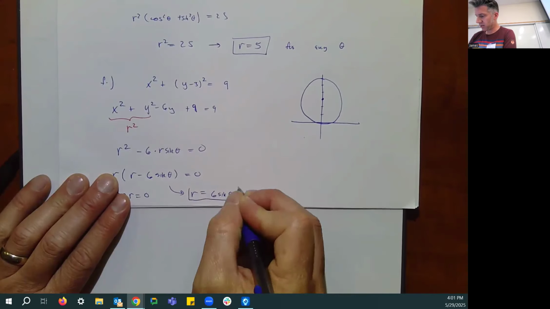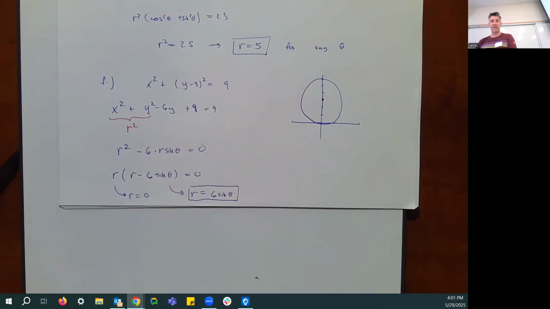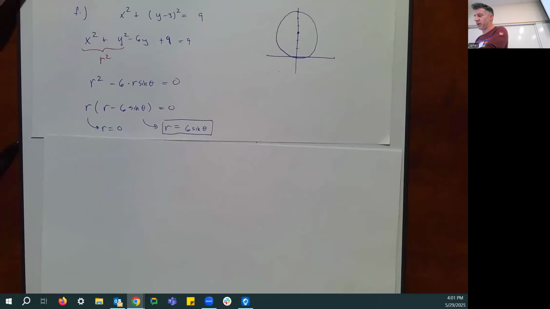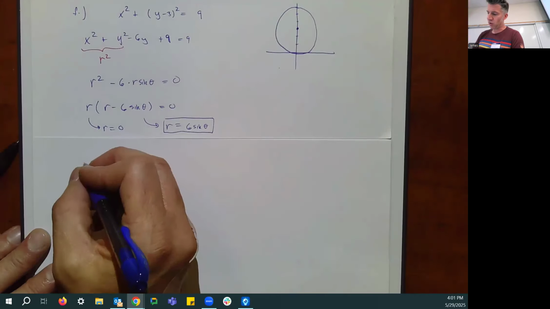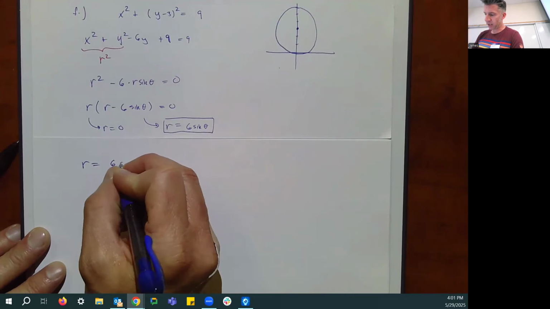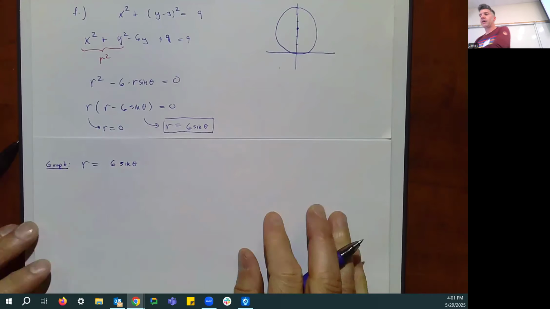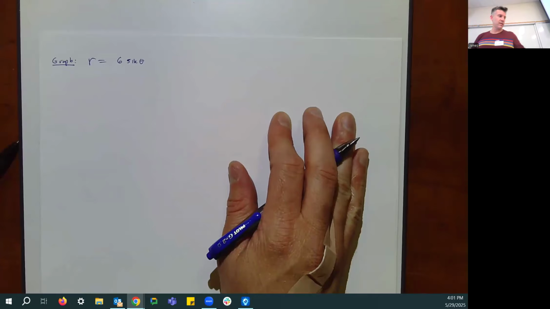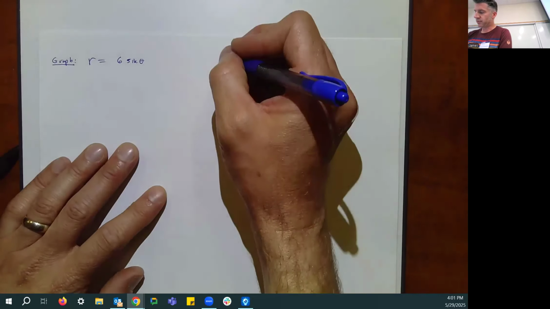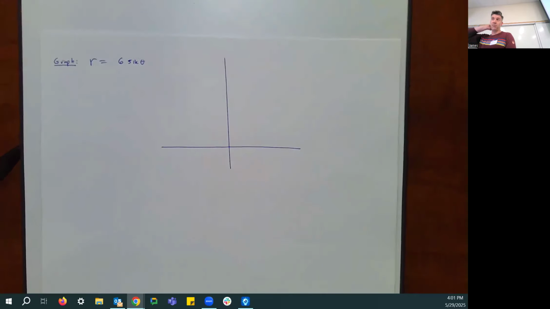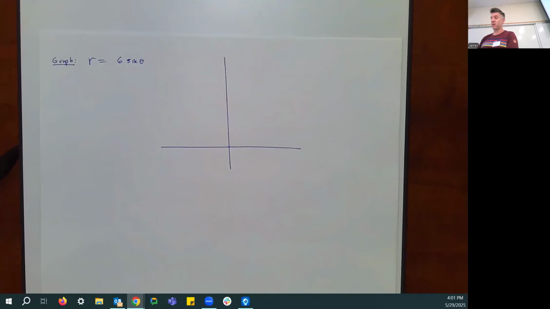Interestingly, r equal to 6 sine theta gives you this circle centered on the y-axis. Let's explore this a little bit more, because this is where things start to get more interesting. If I was told to graph r equal to 6 sine theta, and I didn't already know it was a circle, here's what we would do. And this is where things start to get a bit tricky. We're going to plot some polar points.